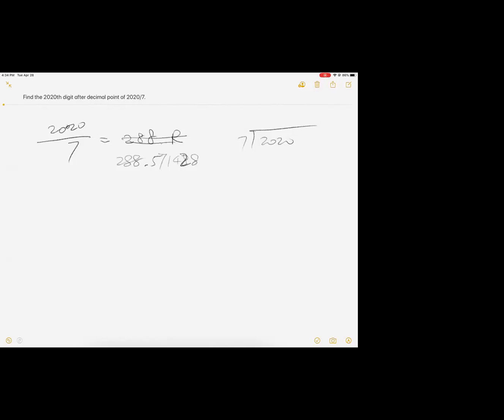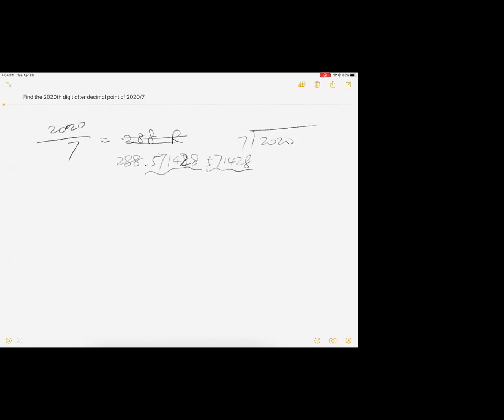And then I divided. The sequence is a 6-digit sequence because after the 8, it starts repeating with another 5, 7, 1, 4, 2, 8. After the 8 is another 5. So this is the sequence. Every 6 digits repeat itself, right?